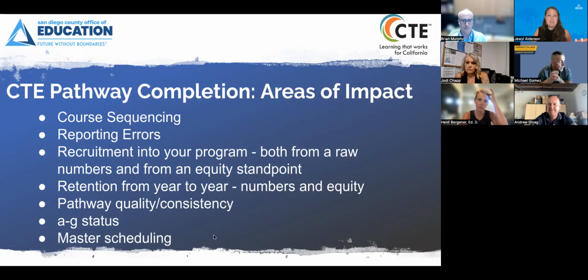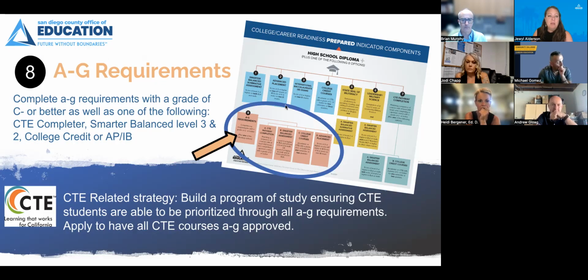And then finally, master scheduling. You might find a master scheduling program that you want to pilot. You could use CTE money for it if it really pulls your CTE students. You might get some coaching in master scheduling. You might go to workshops on master scheduling. That's just one other challenge where you might be able to apply for some funds. Again, A through G, we want to make sure that you are really thinking about having all of your CTE courses A through G approved.